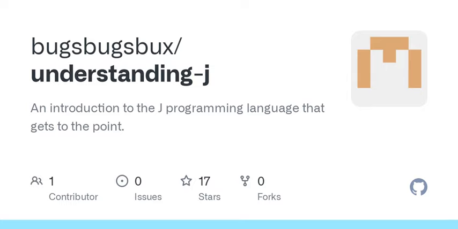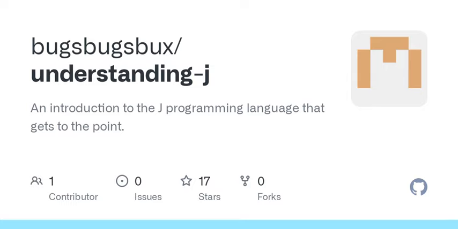J is known for its unique syntax and array-oriented paradigm, and it was developed in 1990 as a successor to APL. Whether you're familiar with programming or just starting out, J offers a range of capabilities that can enhance your mathematical and computational skills. Let's kick things off with a brief history.